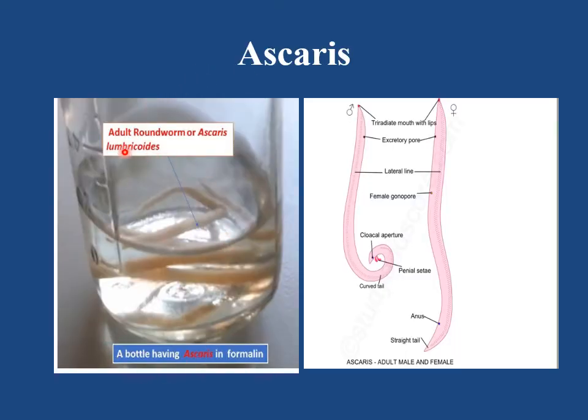This bottle is showing the adult roundworm or Ascaris lumbricoides, and the parasite may be male or female. So how to differentiate the male and female parasite? The male parasite has the tail end curved, whereas in the female parasite the tail end is straight.